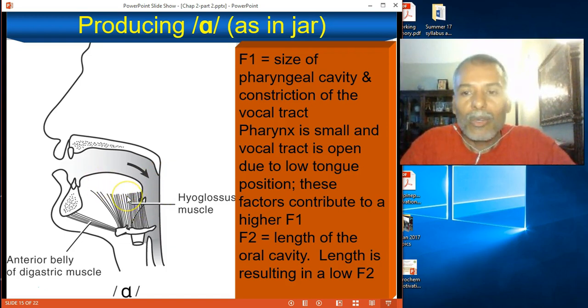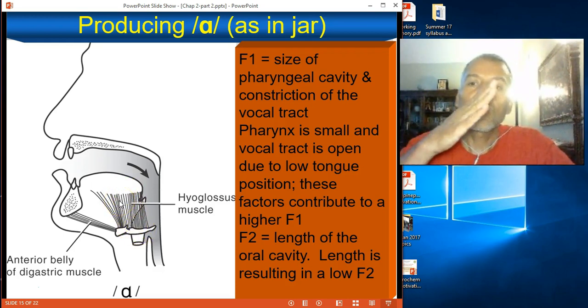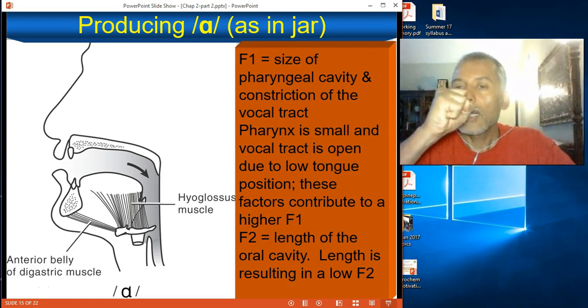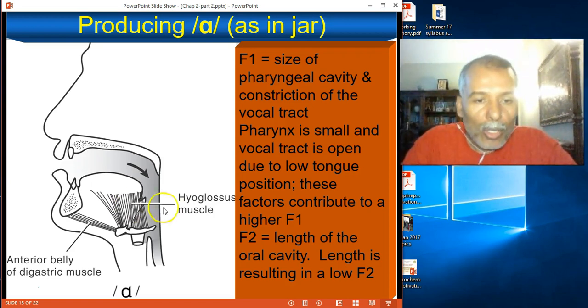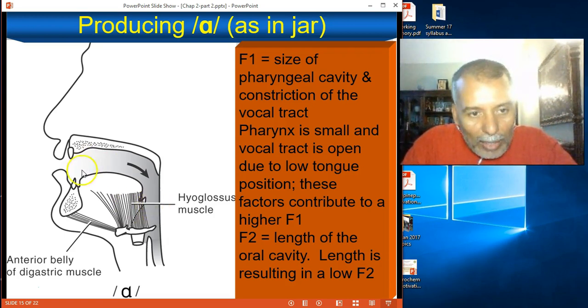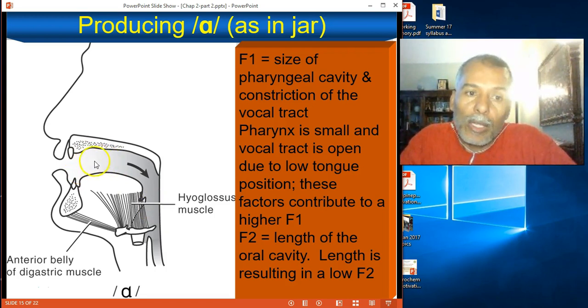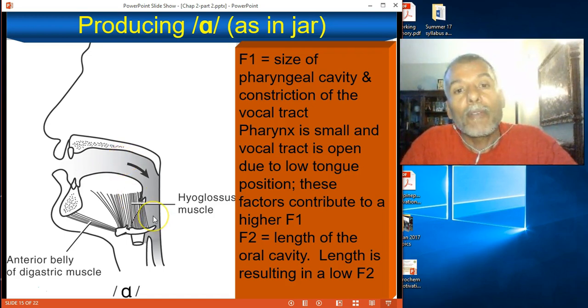This occurs because, this is the hyoid bone, this is the back of the tongue. There's a muscle called the hyoglossus. It is oriented at an angle. When it contracts, it brings the tongue down and back. By doing so, you have now freed the front of the oral cavity, created a lot of room. So what do you think about F2 here? What is it going to be like, high or low? What about F3? Now what about F1?